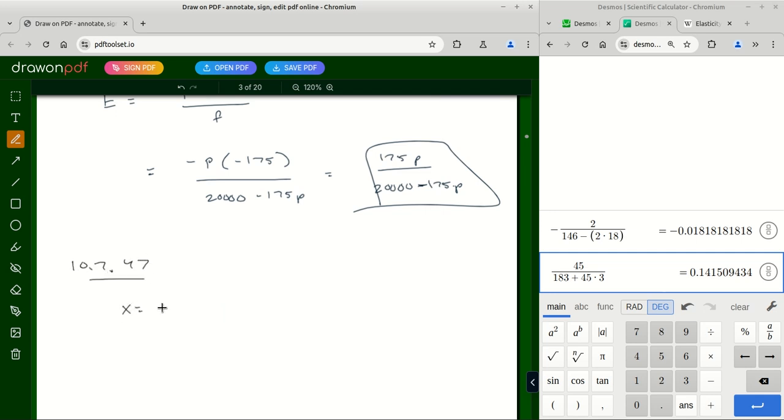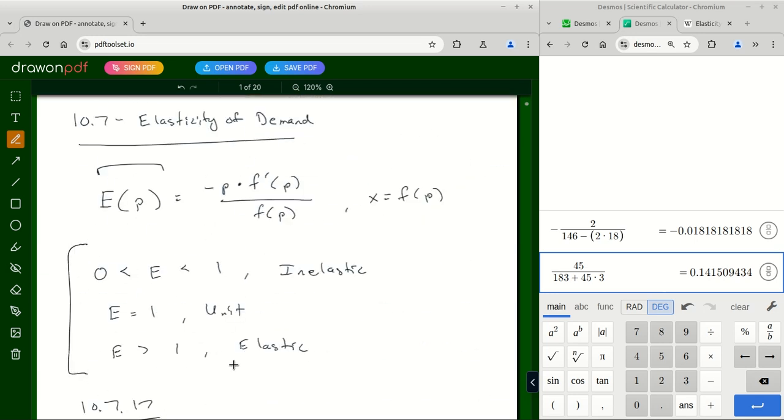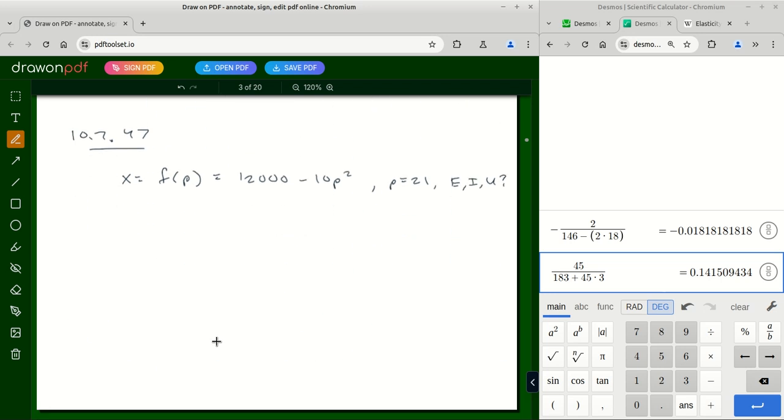So, x is equal to f of p yet again. 12000 minus 10p squared. P is equal to 21. And it's saying, is it elastic, inelastic, or unit? They're going back to what I had said way earlier, right here. Okay, so is it falling into this criteria here, or is it here? And you're just going to multiple choice it.